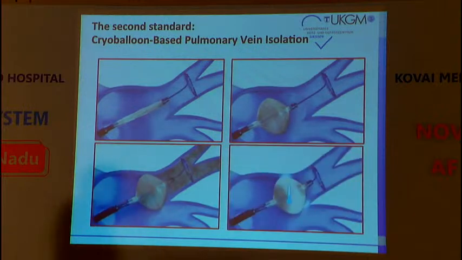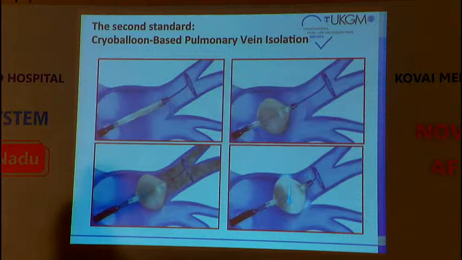Just cool down, and you will get temperatures below minus 40 degrees. Below minus 60, it's recommended to stop because one might induce collateral damage, but between minus 40 and minus 60 degrees, you will have a good result, and the PVs are isolated.